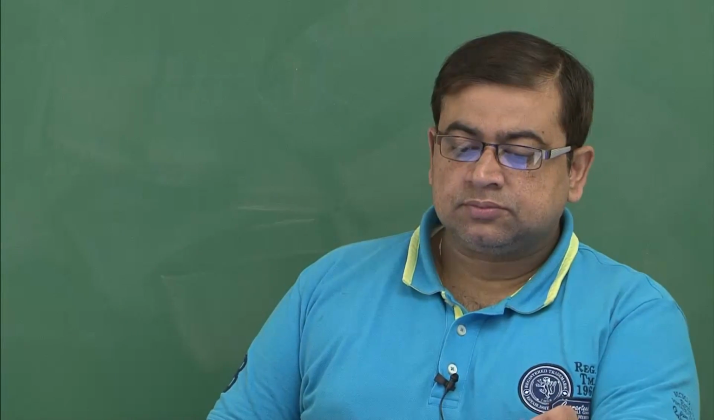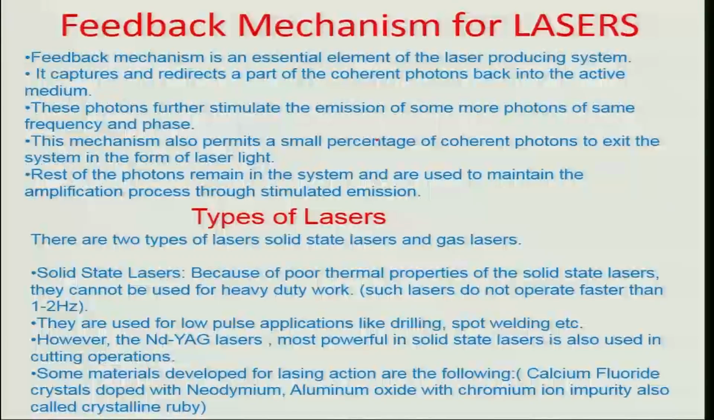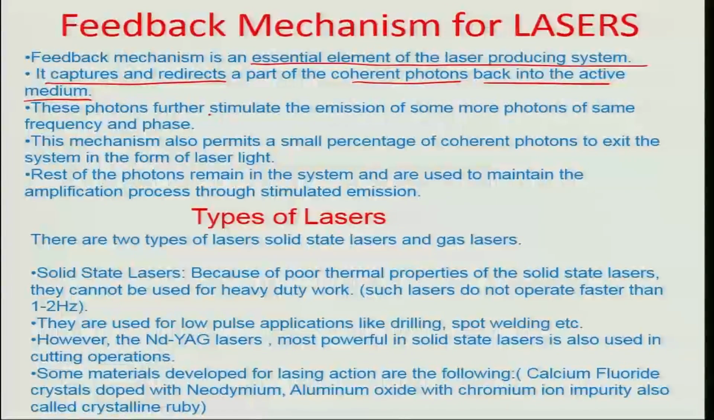good lasing signal. So the feedback mechanism for lasers is a very important factor which determines the correct control of when the stimulated emission should occur or when it should be allowed to come out of the lasing system. Okay, so the feedback mechanism is an essential element of the laser producing system. Okay, and it captures and redirects a part of the coherent photons which are emitted by the stimulated emission process back into the active medium, so that they can produce further stimulation of the emission.